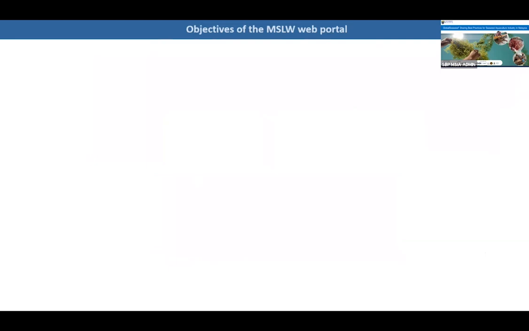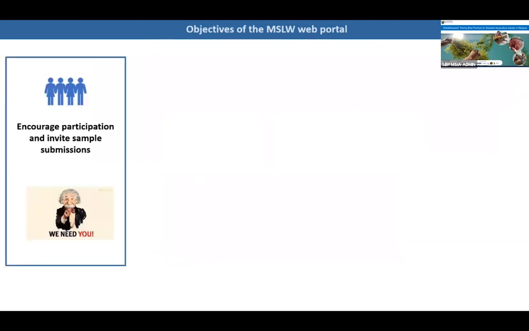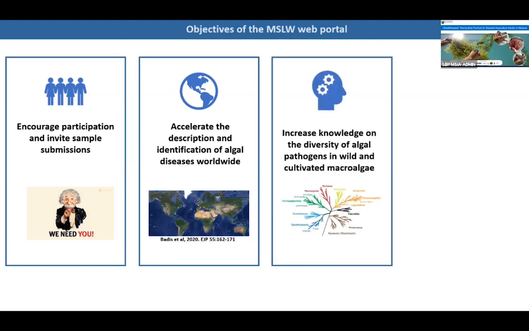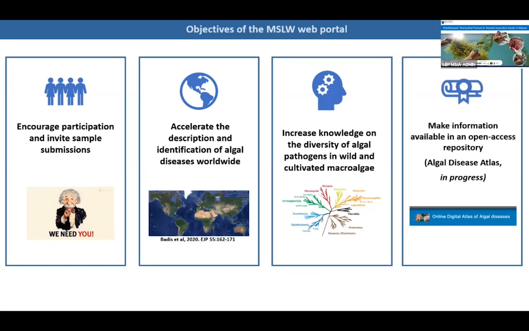So our objectives of the My Seaweed Looks Weird portal are to encourage the participation and invite sample submissions, to accelerate the description and identification of algal diseases worldwide, to increase the knowledge on the diversity of algal pathogens in wild and cultivated macroalgae, and most importantly, to make this information available in an open access repository, which is called the Algal Disease Atlas, and which is currently in progress.